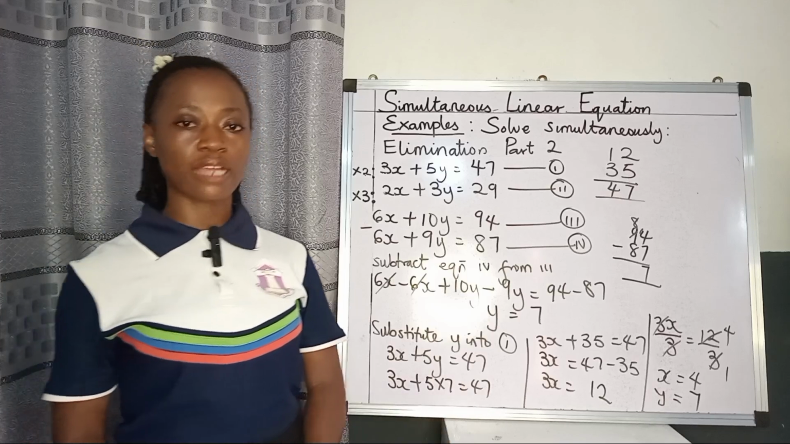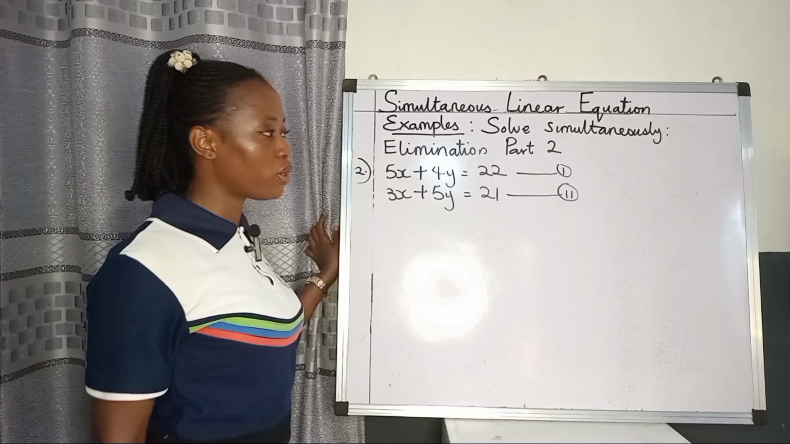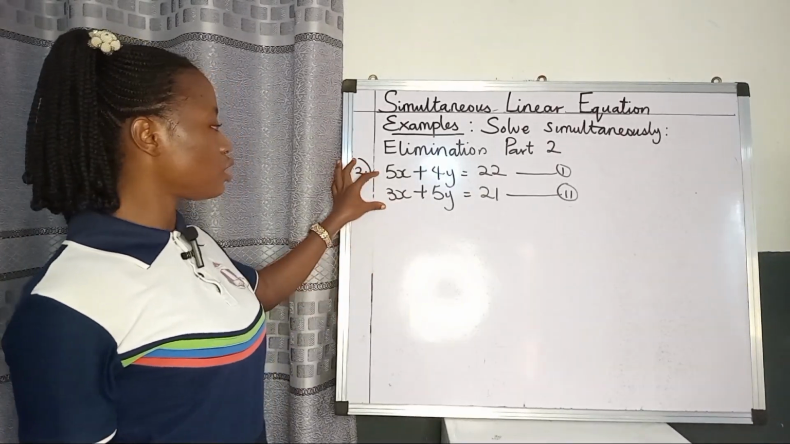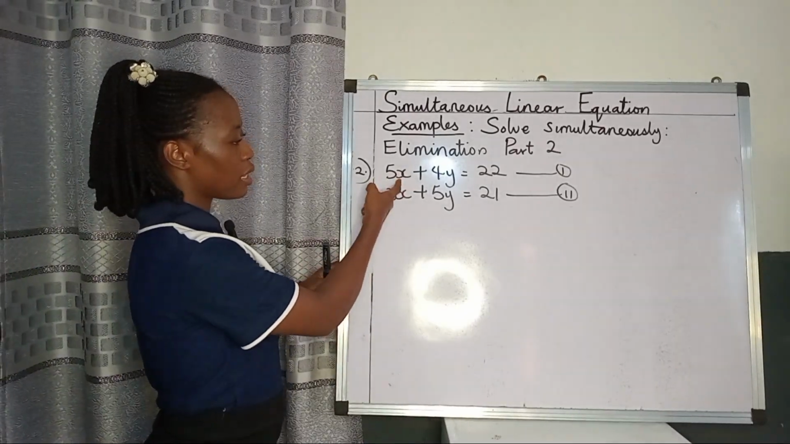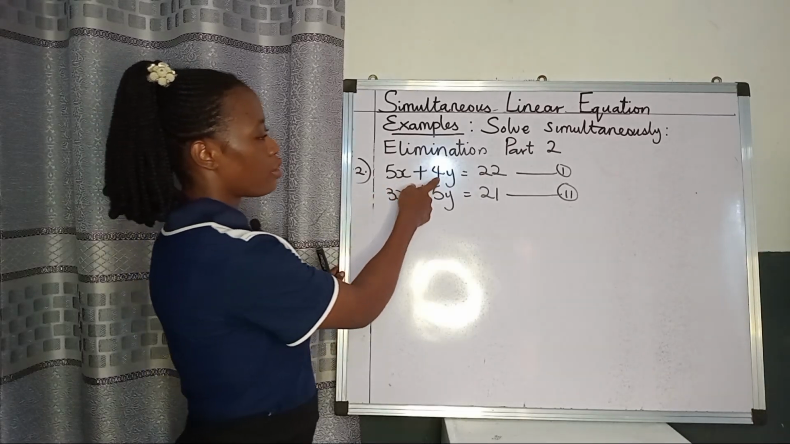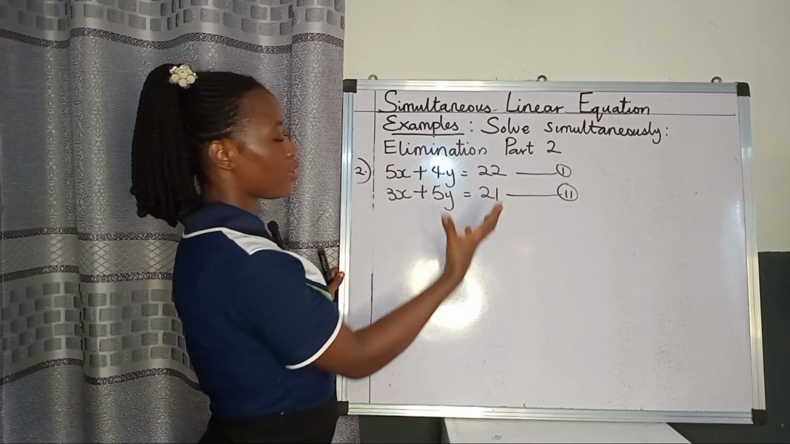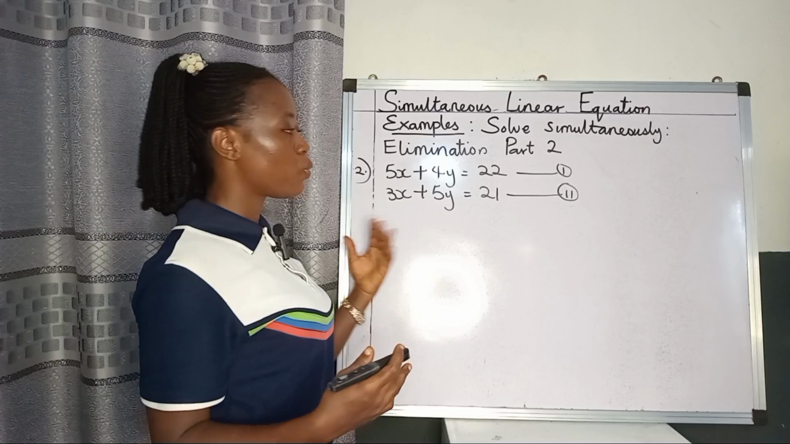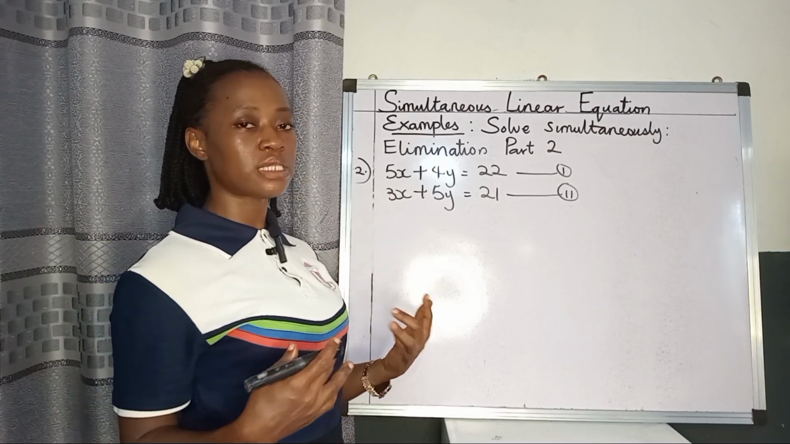Alright, so I think I should give you another example on this. Alright guys, you have another example on the board. Using the elimination method, none of the variables have the same coefficients. For x, the coefficient here is 5 and here is 3. Then for y, the coefficient here is 4 and here is 5. So none of the variables have the same coefficients. In other words, we can't add or subtract the equations to eliminate any of the variables.